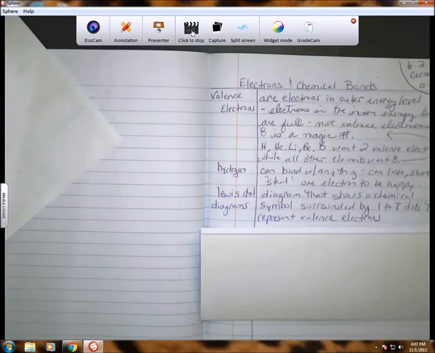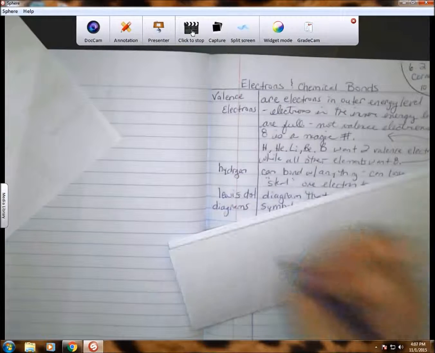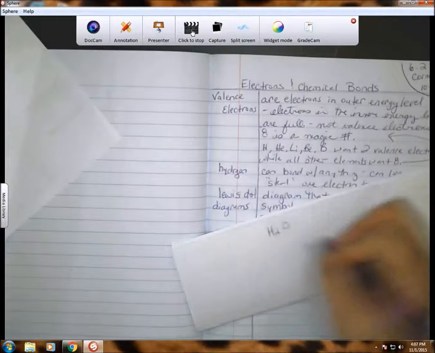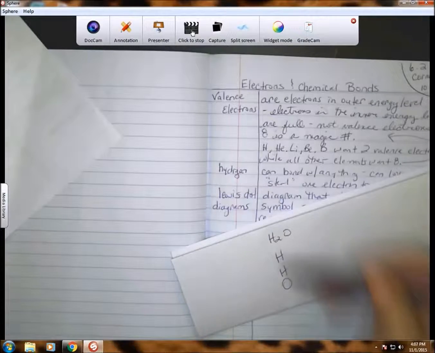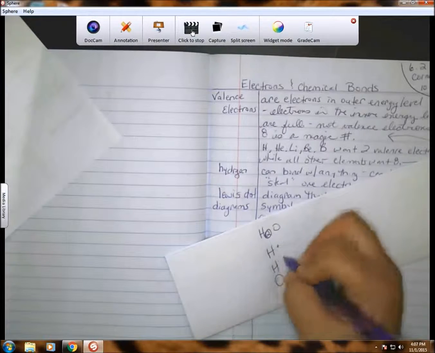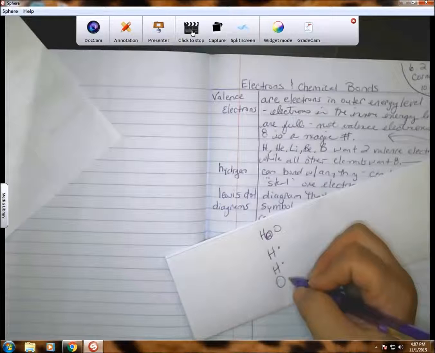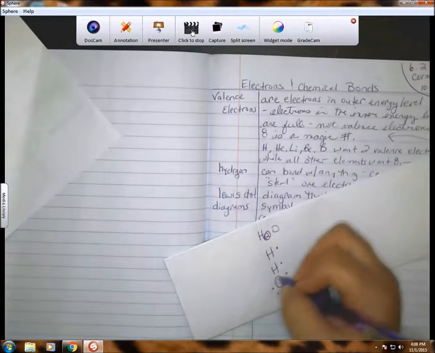Right? Dot diagram for water, H2O. Given the chemical formula H2O, we know that we've got to have 2 H's and 1 O. H2, this 2 being the subscript, which tells you how many atoms you have of H. Hydrogen has one valence electron, and oxygen has how many? 6. 1, 2, 3, 4, 5, 6.